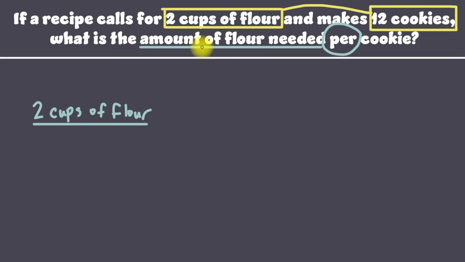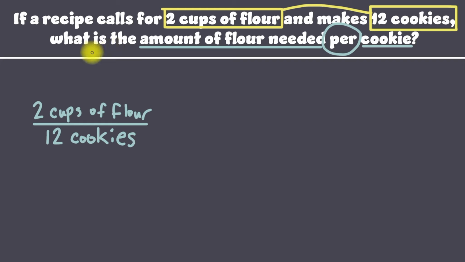So again, the amount of flour is going to be in the top of our rate because it's before the word per. This means that the number of cookies will be in the bottom of the rate because it's after the word per. And how many cookies can we get when we use 2 cups of flour? Well, it says it right here, that's 12. So I'll put 12 cookies in the bottom.